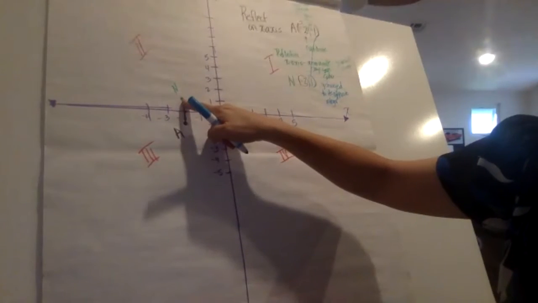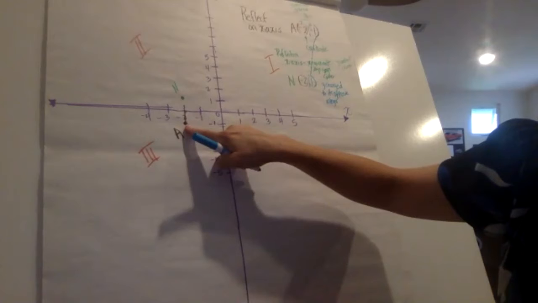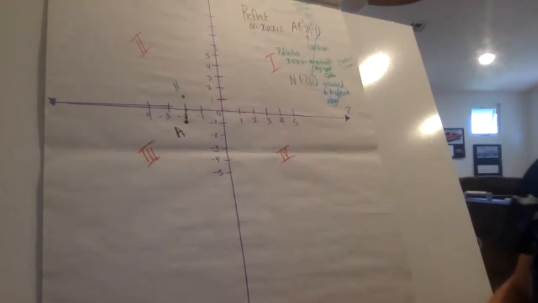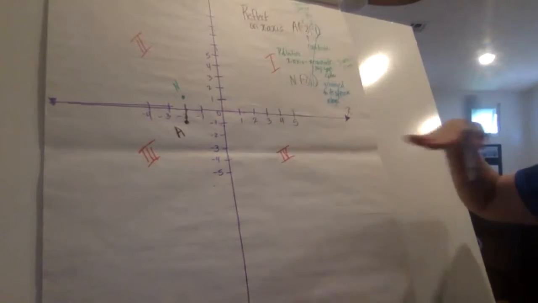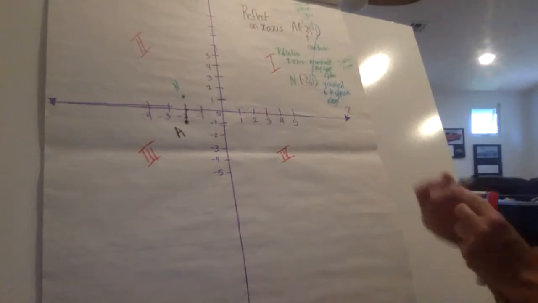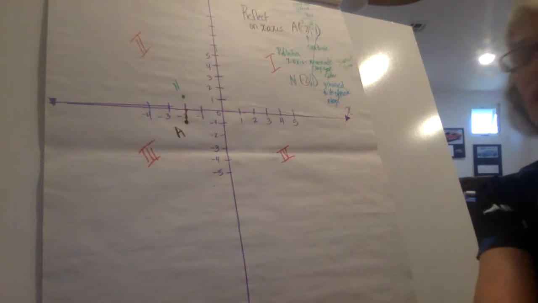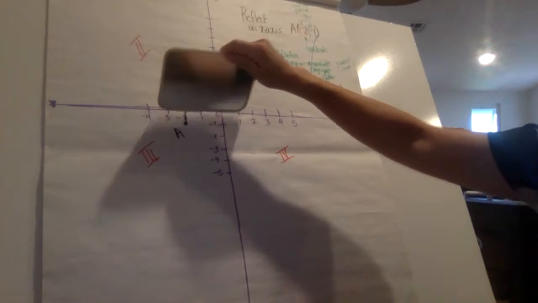Here, y is 1. The opposite of 1 is -1. Here, y is -1. The opposite of -1 is 1. So when you reflect, the axis you're reflecting on, that coordinate stays the same. The other one becomes its opposite. And really the best way to do that is holding that mirror on and seeing where you think that reflection would be.